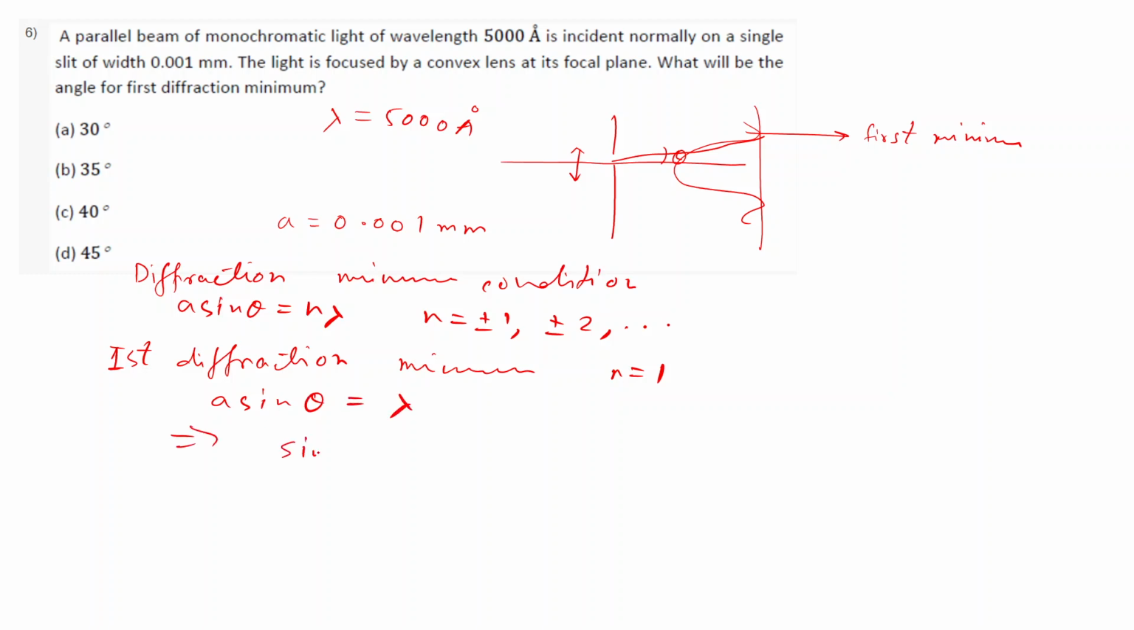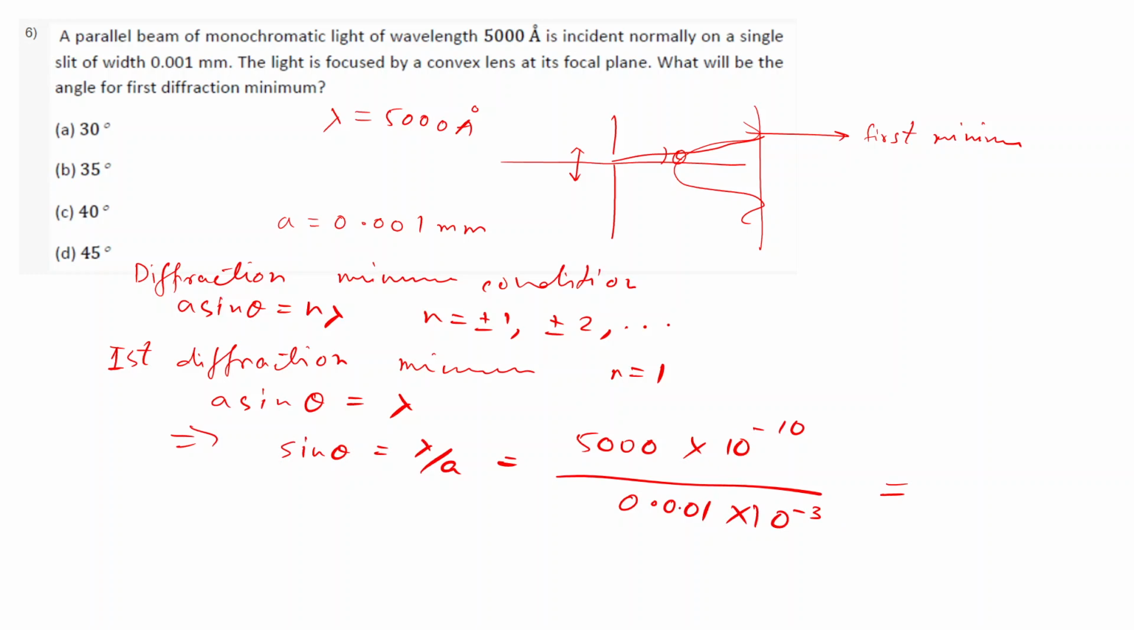From this, sine theta will be lambda by A. Lambda is 5000 angstrom, that is 10 to the power minus 10 meters. A is 0.001 millimeter, means 10 to the power minus 3 in meters. When I calculate this, it will be 5 times 10 to the power 3 times 10 to the power minus 10, and this will be 10 to the power minus 3, means 10 to the power minus 6. In total will be 5.